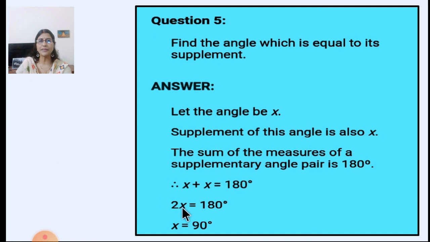And x plus x will be 2x, equal to 180 degree. So x will be equal to 180, where this 2 goes to the other side and divides it. 180 divided by 2 will be 90 degree.